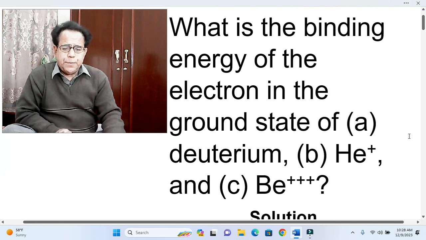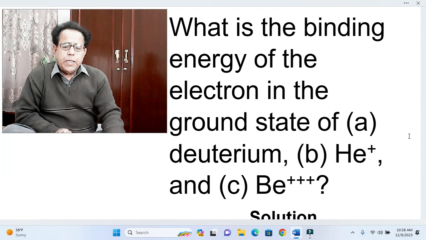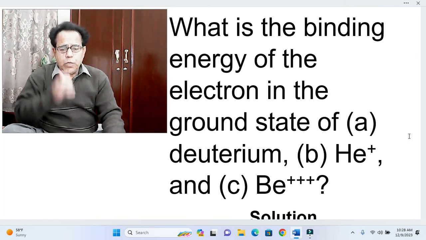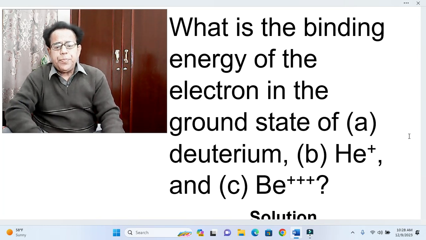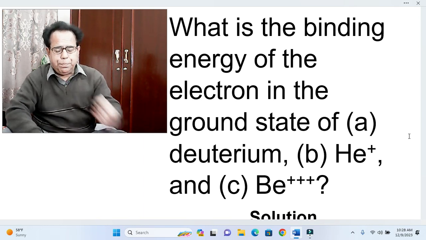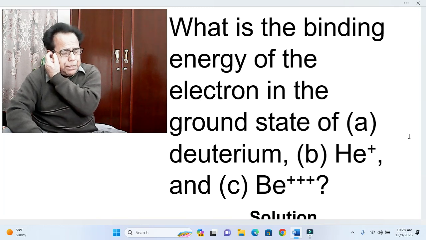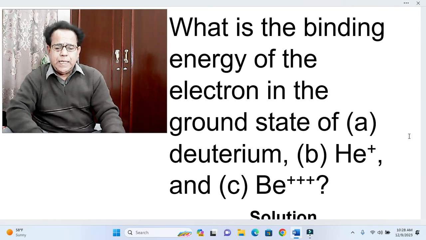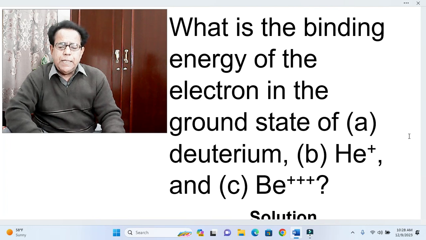This is our next problem. The problem has been chosen from the same book, Modern Physics, by Stephen T. Thornton and Andrew Rex. As usual, we first come to its statement. What is the binding energy of the electron in the ground state of part A, deuterium; part B, helium nucleus, He plus; and part C, beryllium?